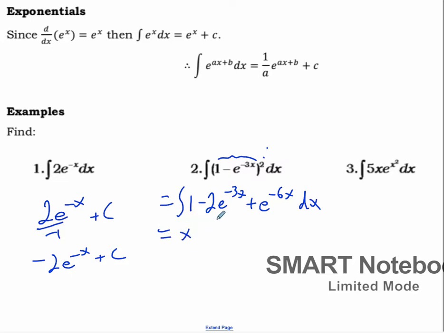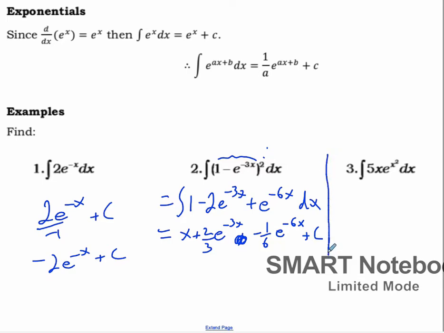You have x. We're going to have the same thing, but we have to divide by negative 3. So you're going to have plus 2/3. This is going to be the same thing again, but we have to divide by negative 6. So it's going to be minus 1/6 e to the negative 6x plus c.